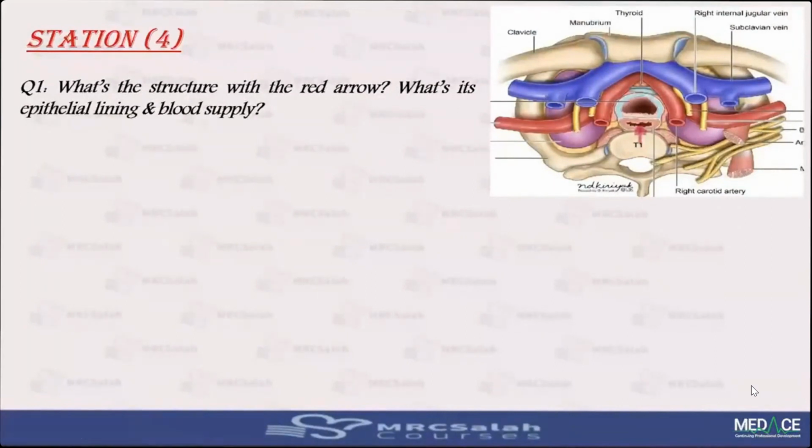The structure indicated by the red arrow is the esophagus. The epithelial lining is non-keratinized stratified squamous epithelium. The blood supply of the anterior part is supplied by the inferior thyroid artery, which comes from the thyrocervical trunk.